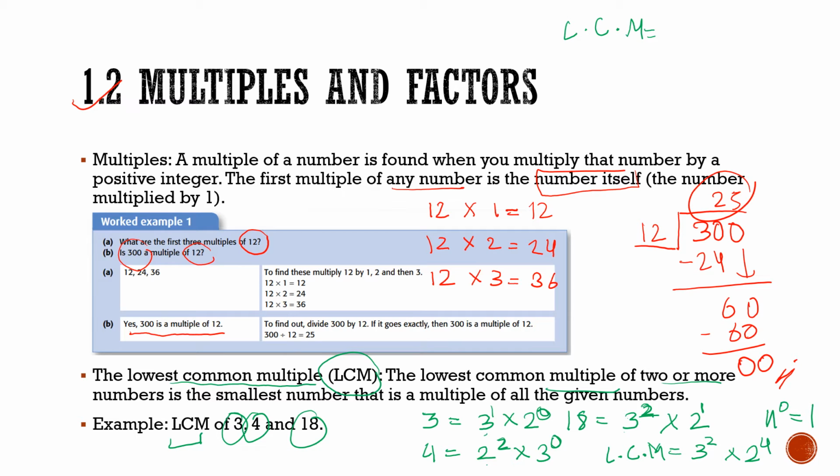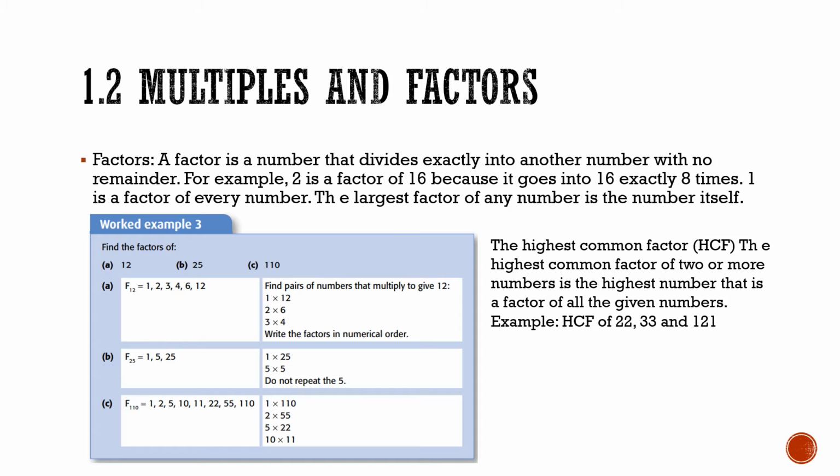So 3 squared is what? 9. And 2 power, sorry, this is 2. 2 power 2 is 4, which gives 36. And hence the LCM of 3, 4, and 18 is 36. That's how you find the LCM of any number.